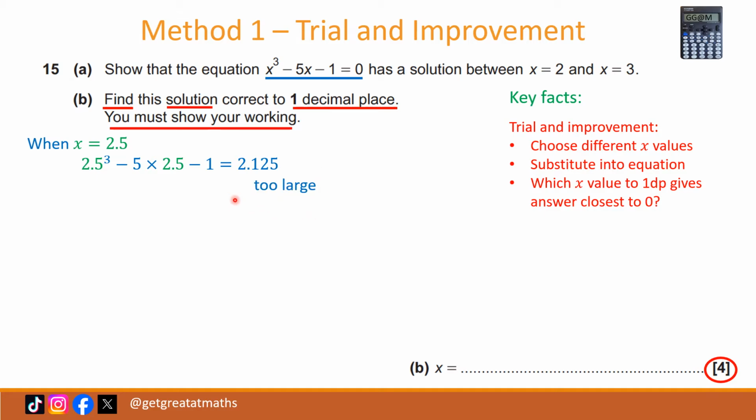This answer is too big because I want an answer of 0. So 2.125 is above 0, so this answer is too large. So we need to pick a number smaller than 2.5. So the next number I'm going to choose is 2.2.